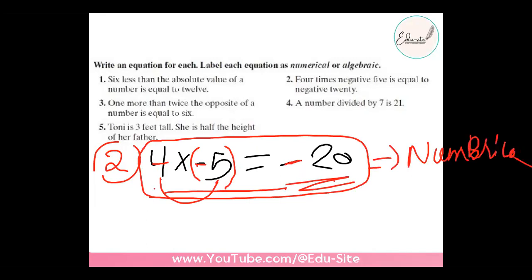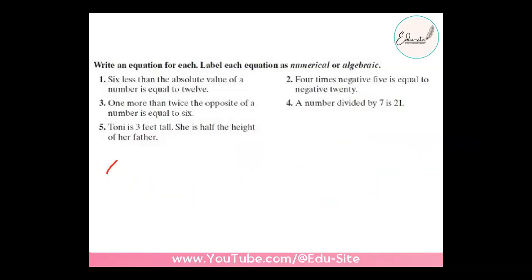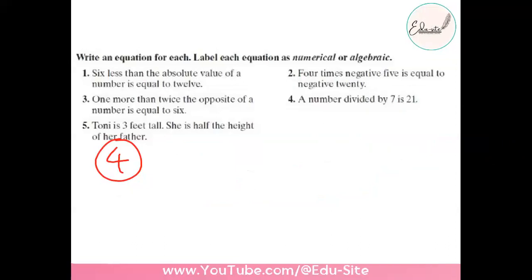This is fine. Okay, please go to the next problem. The fourth one. Third is done, right? Let's check the fourth one. Okay, 1 second. The fourth one is: a number divided by 7 is 21.